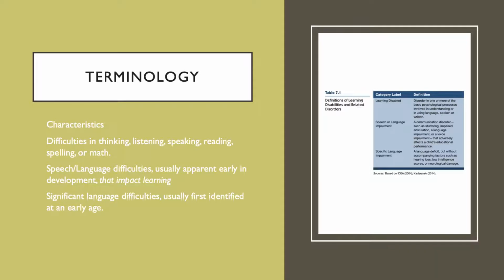Speech language difficulties are usually apparent in early development, and they definitely impact learning. And then a specific language impairment is usually also identified at an early age, but it's a language deficit without accompanying factors. So it's like a pure language disability. A lot of times a language disorder is secondary to another disability, maybe like cerebral palsy or autism or something like that. But this is saying it's a specific language impairment without any other accompanying factors of hearing loss or low IQ or neurological damage, etc., etc.